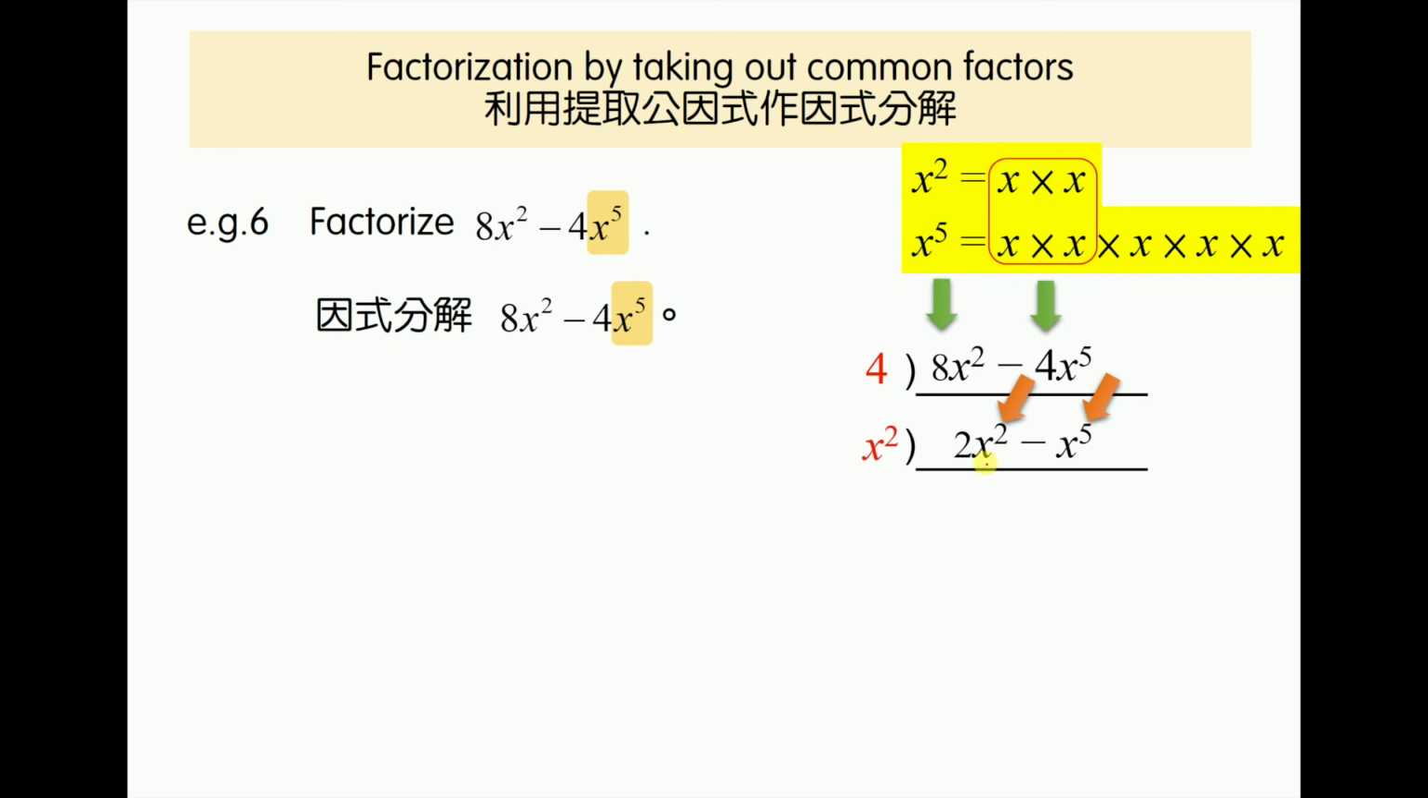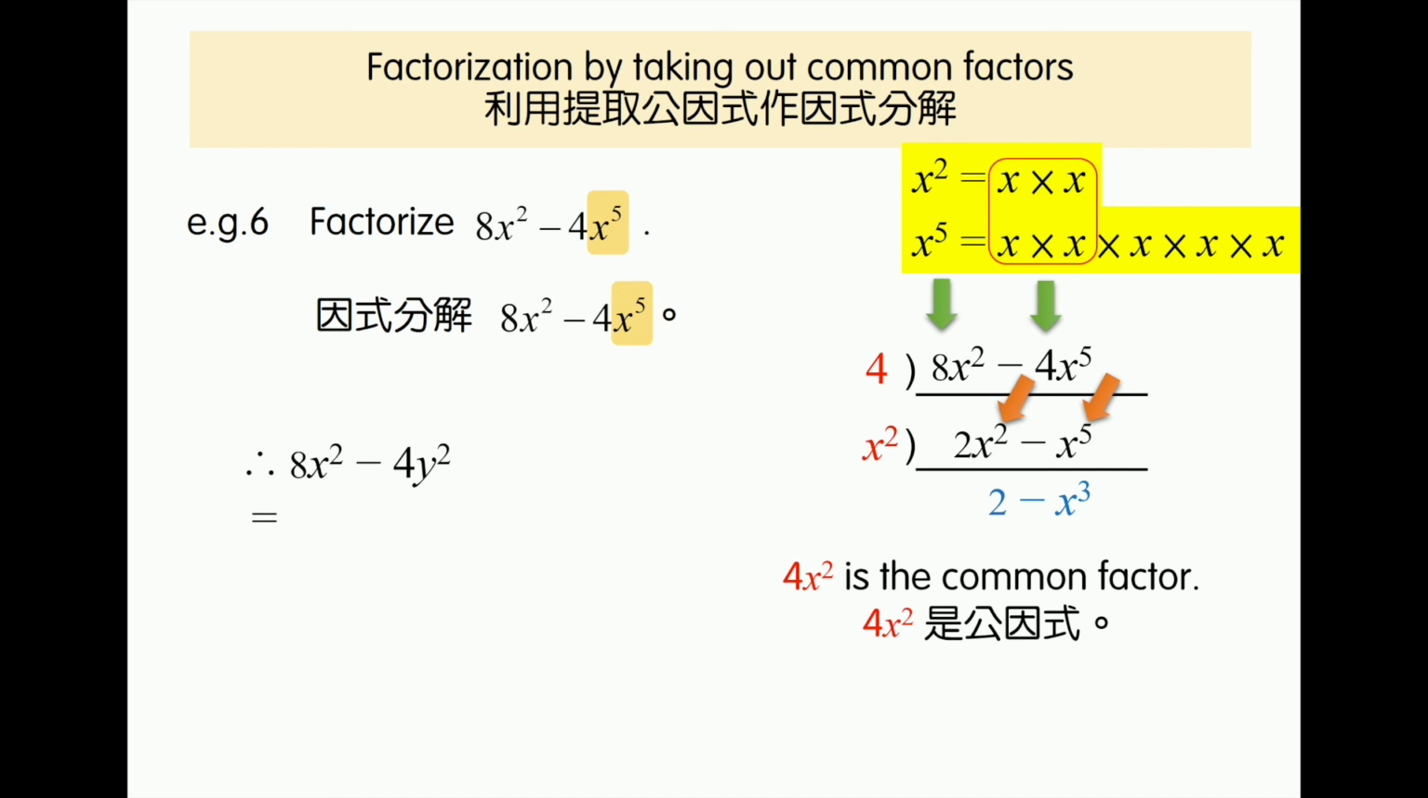The part in front, we are left with 2. But for the part at the back, there are 5 x's in total. Taking out 2, we are left with 3. So now we could see that the common factor that we have taken out is 4x squared. Writing down the final answer, the common factor, we write it outside. The rest of it, we put it inside brackets, and this is our final answer.